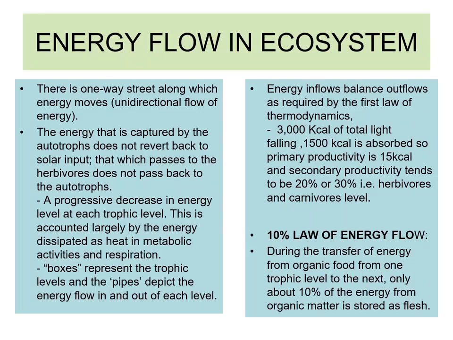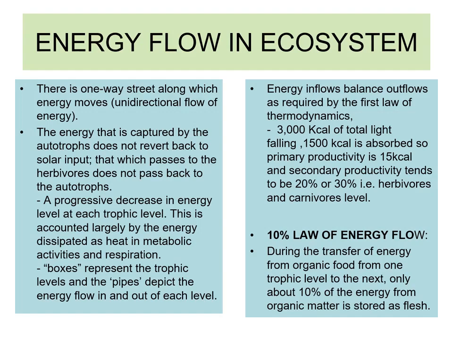So there is one way, you can say a street, along which the energy moves. It is unidirectional flow of energy. The energy that is captured by the autotrophs does not revert back to the solar input, and the energy which passes to the herbivores does not pass back to the autotrophs. So there is a progressive decrease in energy level at each trophic level.